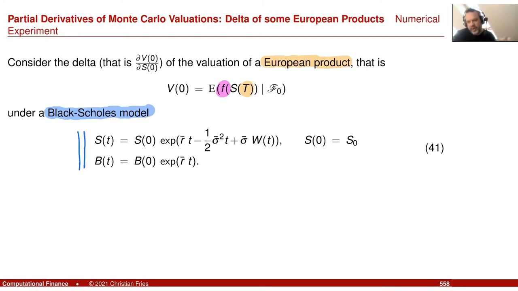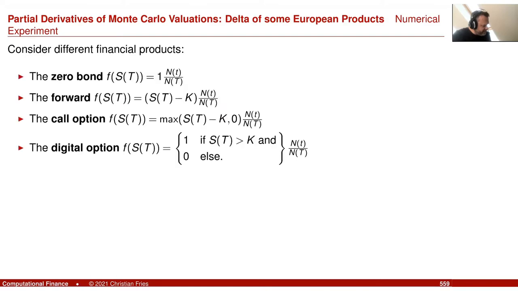So we know the exact solution, S at a later time is S at initial time times exponential of RT minus 1/2 sigma squared T plus sigma W of T, where W is the Brownian motion. And we investigated this for different functions F. So here we had different functions F.